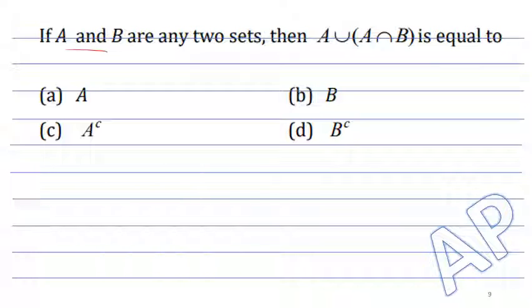If A and B are any two sets, then A union A intersection B is equal to: option A is A, option B is B, option C is A complement, option D is B complement. Here A and B are any two sets. Then what does A union A intersection B become, that is the question. In such a case, a Venn diagram will help us to find the answer for such a question.